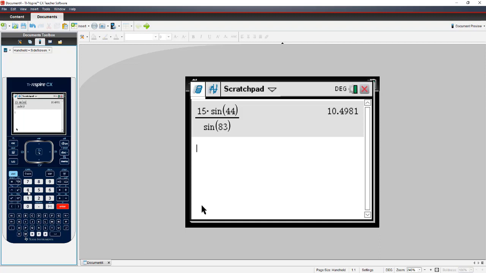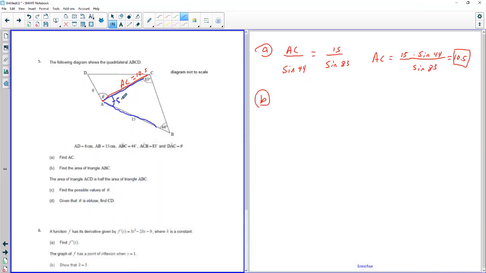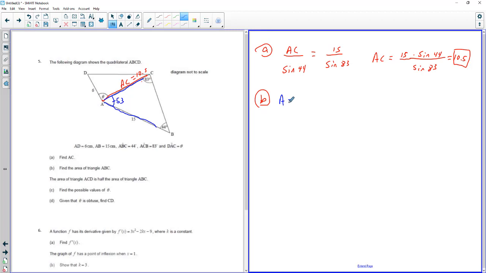So what is 44 plus 83? We'll take that away from 180, which you should be able to do in your head anyway. That's 53 degrees. So how do you find the area of a triangle? It's 1/2 AB sine of C. Forget the formula. All that means is we need 1/2 one side, which is now 10.5, times its adjacent side, which is 15, times the sine of the angle between them, which I now know is 53 degrees. So I can get this answer pretty quickly.